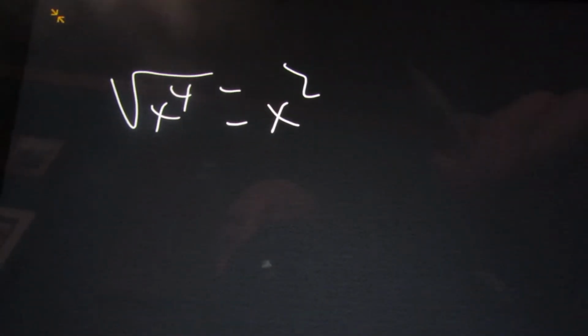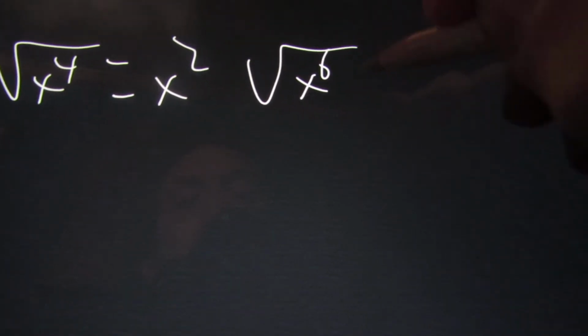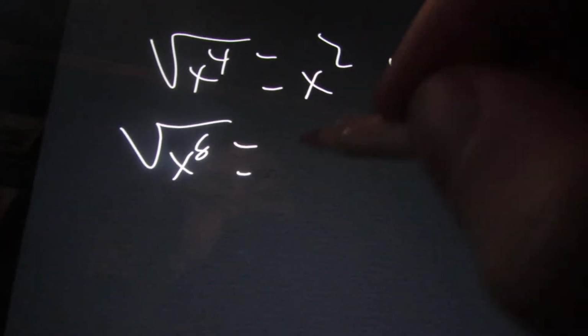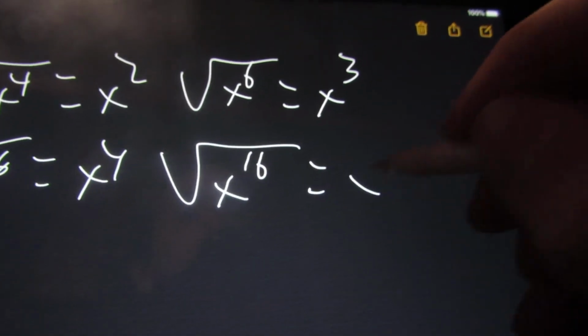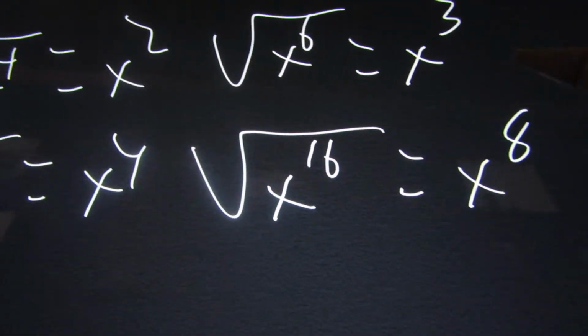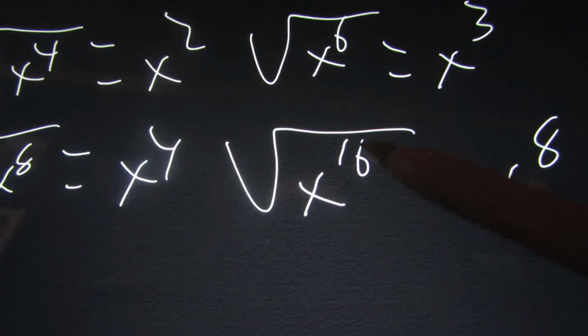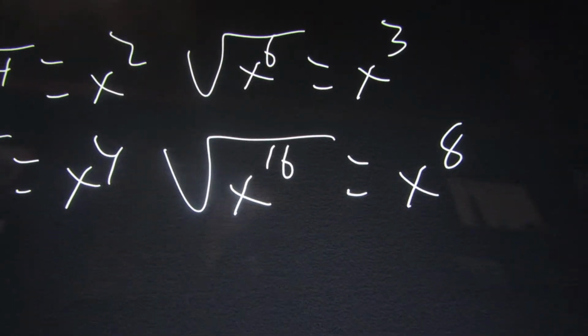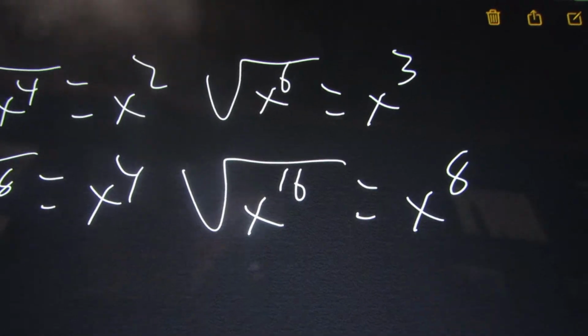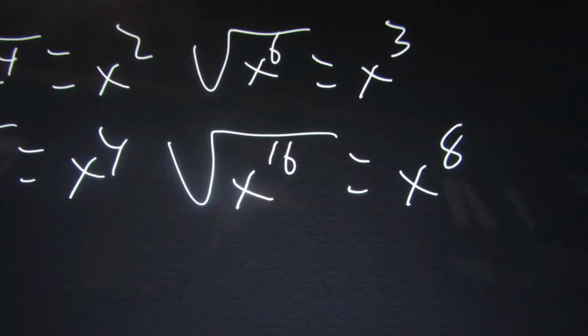Okay, so as far as variables with exponents, square root of x to the 4 is x squared. Square root of x to the 6 is x to the 3. Square root of x to the 8 is x to the 4. Square root of x to the 16 is x to the 8. So for these, whatever the exponent is, you take half of that, and that's what the square root is going to be.